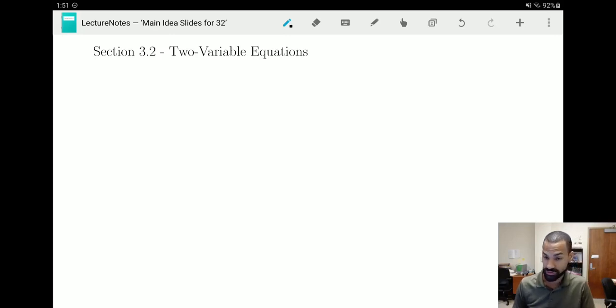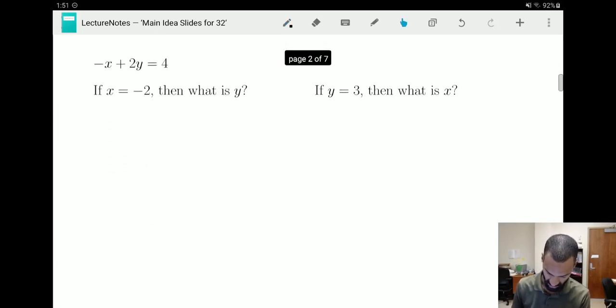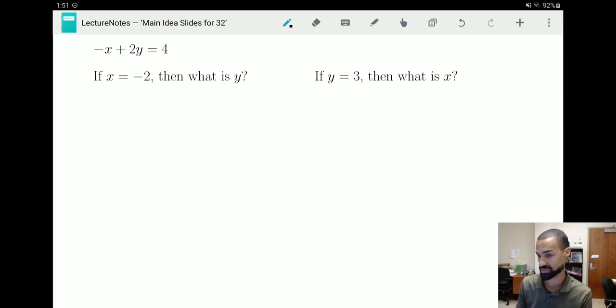Section 3.2, two variable equations. Okay, so let's talk about that. First of all, I think the best thing to do here is just to jump straight into an example, kind of to see where this is going.